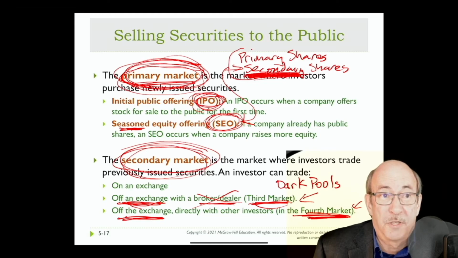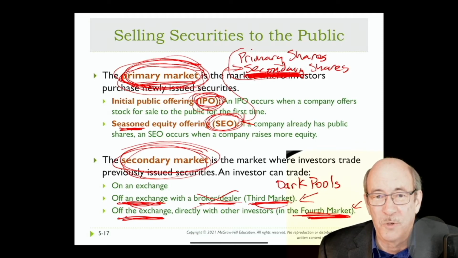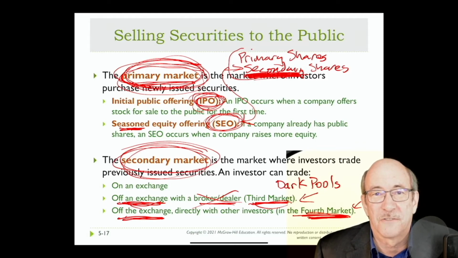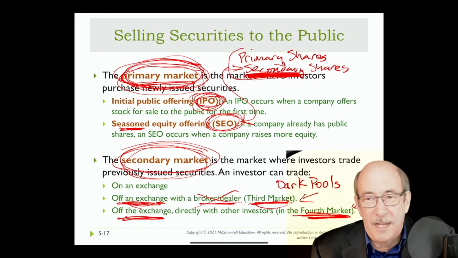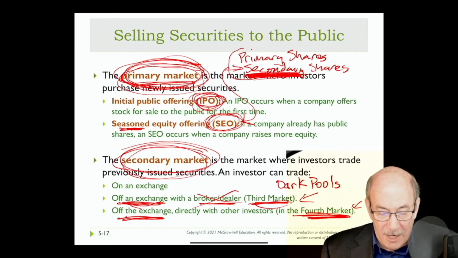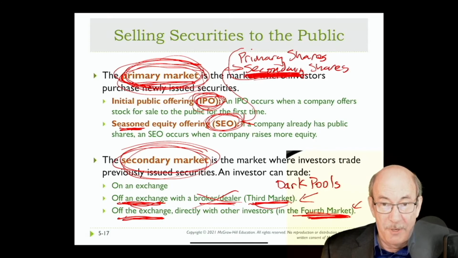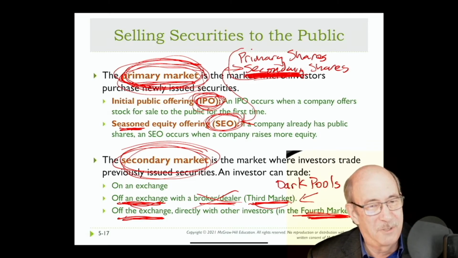And a dark pool is just that. Nobody sees what's going on inside there. Nobody knows who's in that dark pool. We're just trading these shares. So we're kind of going around the back of the exchange saying, hey, you want to make a deal, if you will. All right. I think that pretty much covers primary, secondary, third market, fourth markets, primary shares, secondary shares, and we're just getting started.